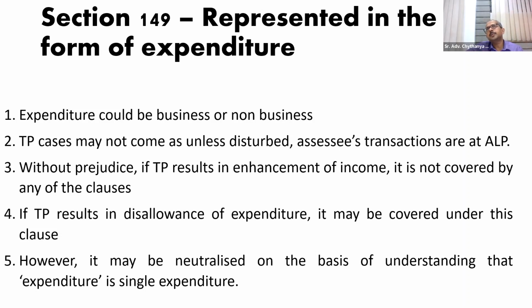Let's say I have incurred an expenditure with an AE for 5 crores. He will make it as 4 crores under 92 CA. That 1 crore will represent, because I have booked my expenditure as 4 crores. So 1 crore is represented by an expenditure or entry in my books of account. But however, if you understand expenditure as a single expenditure, each international transaction, it has to exceed 50 lakh. That way you can attempt to neutralize it.